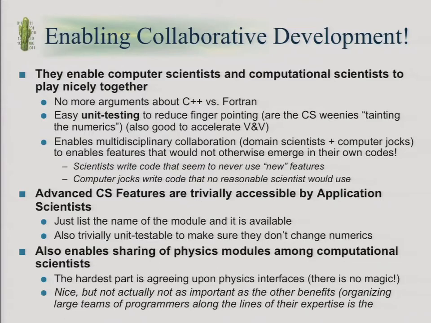It also enables multidisciplinary domain scientist and computer jock collaboration, and we'll talk about it. We had an SMS messaging service, and we even have a Twitter feed built into the general relativity code now. So you can do that kind of stuff if you have a modular code.